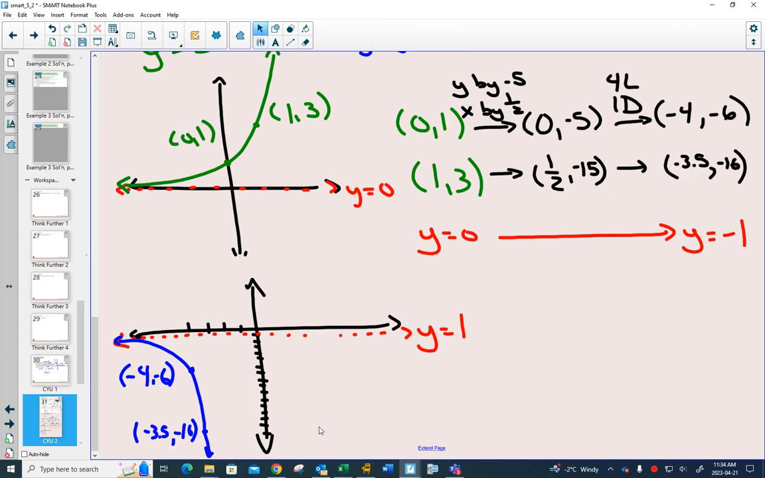Check how you did. So your asymptote gets moved down 1. The points that you find on your new graph are -4, 6, and -3.5, -16. Draw the shape of the graph towards your asymptote. And this is just a basic review of your transformations unit.